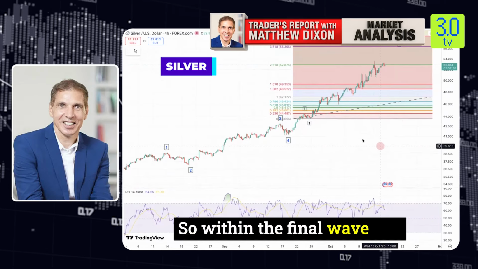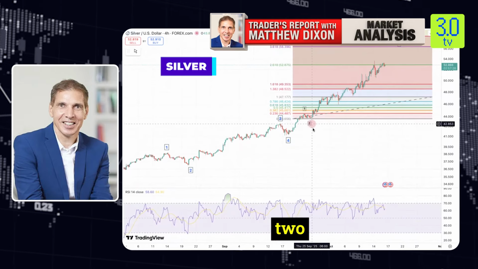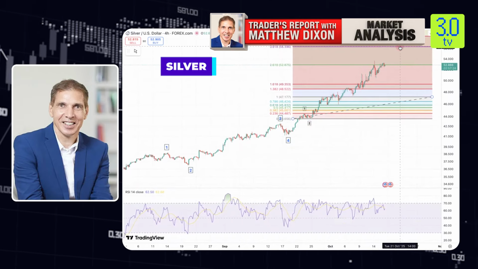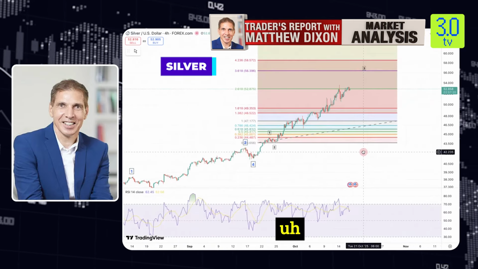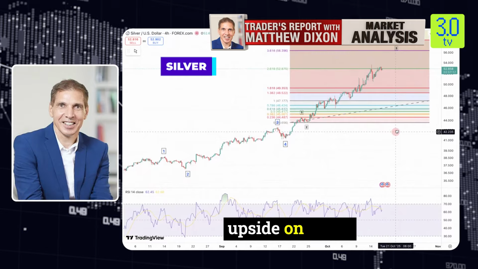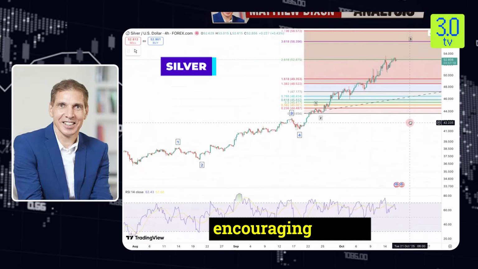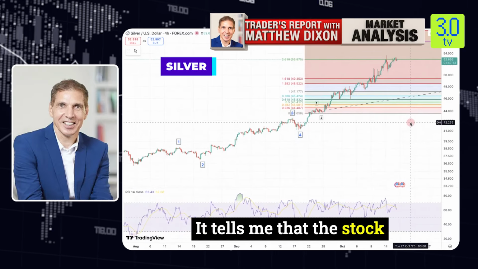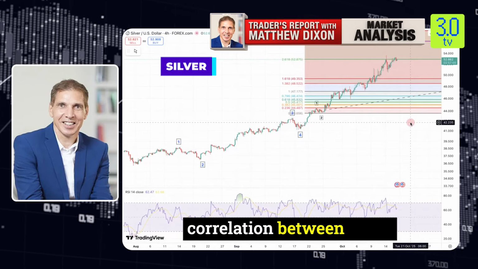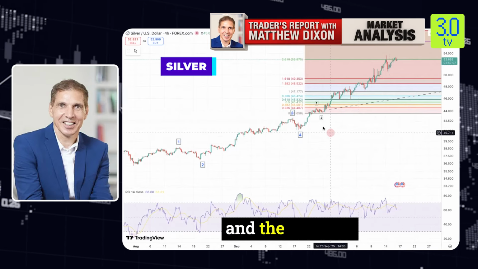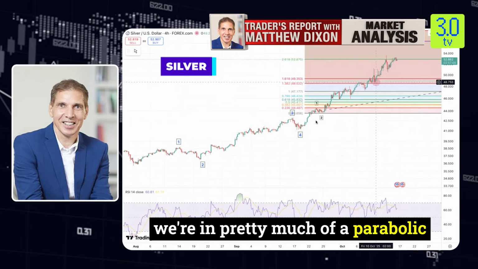So within the final wave 5, again, we've got a wave 1, 2. I don't think we've finished wave 3 yet. There would then be a wave 4 and a wave 5 to take us even higher to the upside on silver. So that's actually quite encouraging for me. It tells me that the stock markets probably still have higher to go because of the correlation between silver and stock markets. And the fact that, again, we're in pretty much a parabolic move.